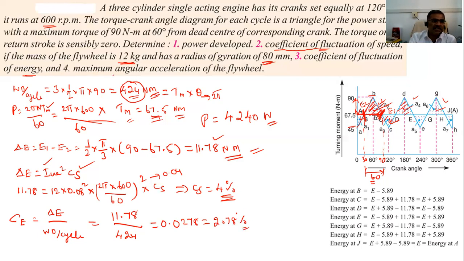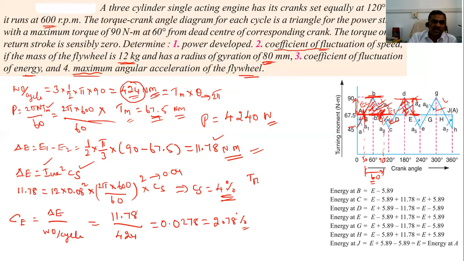So finally, you have to find the acceleration of the flywheel. When will the flywheel be accelerating? When torque is more than the mean, it will be accelerating. We want to calculate the maximum acceleration. When will it be maximum? Here, the torque is maximum. This is the mean torque, so this will be the excess torque or accelerating torque. When torque is equal to the mean, there will not be any acceleration. But at different points, different torque is there, so different acceleration will be there. But we are interested in maximum acceleration, so this is the maximum excess torque, that is accelerating torque.